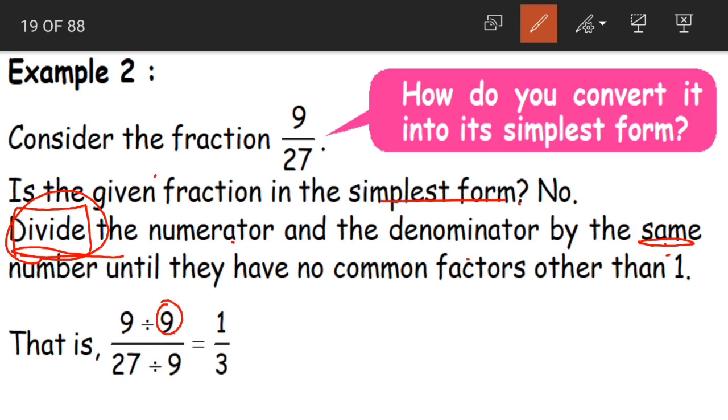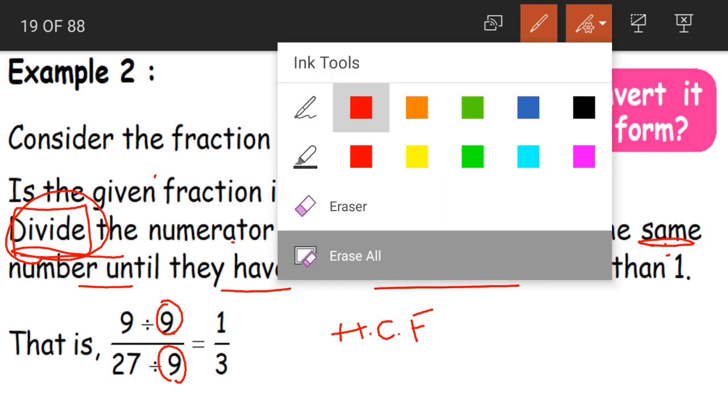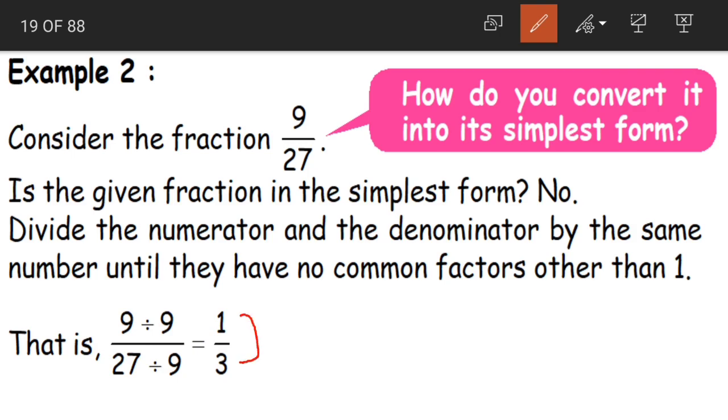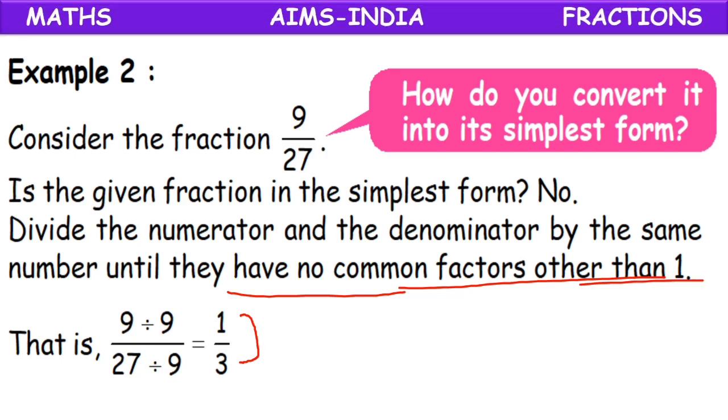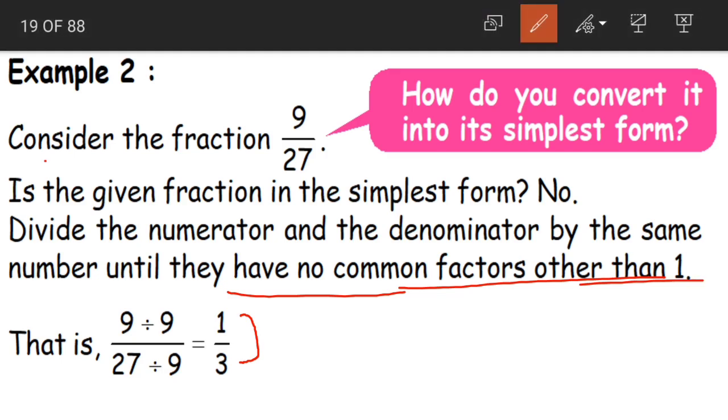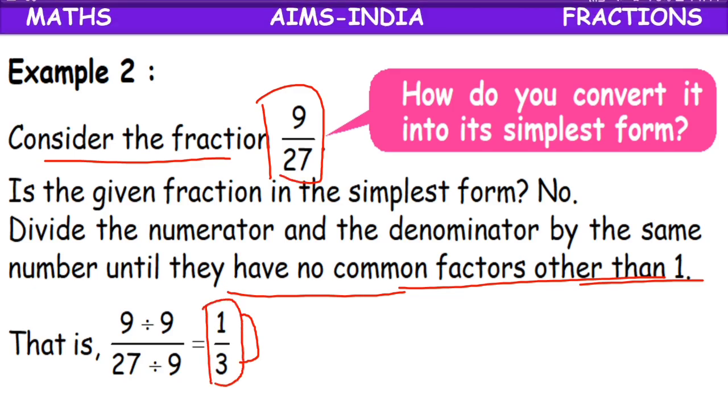Yes, if I am dividing the numerator by 9, I have to divide the denominator also by 9 until they have no common factors other than 1. Normally, if you divide both by their highest common factor, you will get the simplest form. Now, in the simplest form, both the numerator and denominator have no common factors other than 1. For the given fraction 9 by 27, the simplest form is 1 by 3.